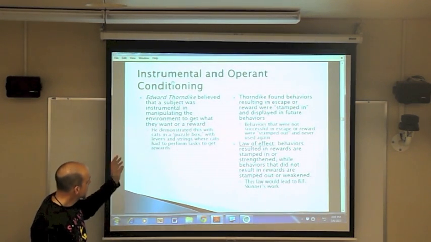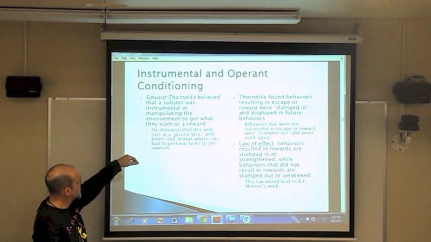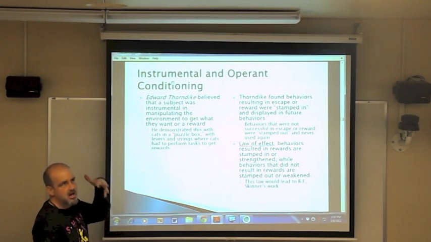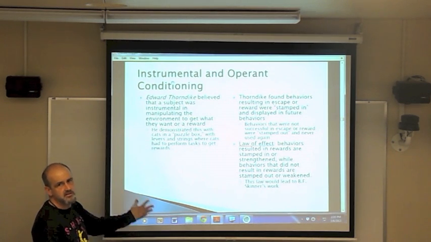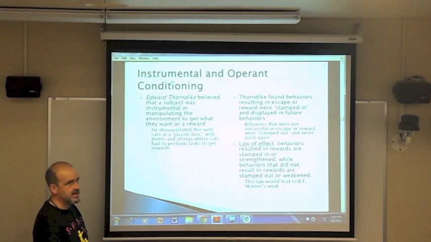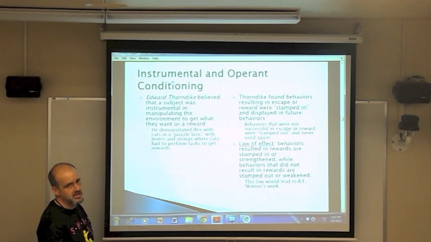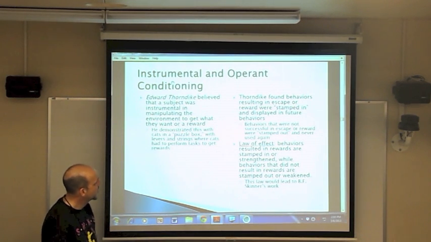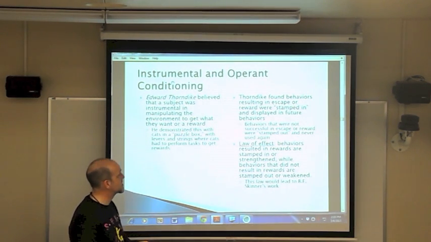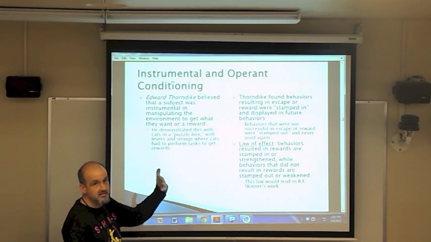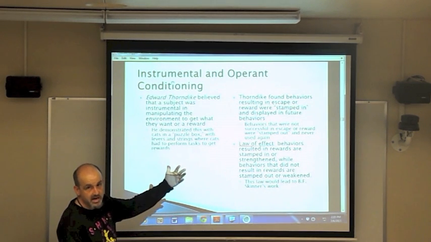Now, Thorndike believed that a subject was instrumental in manipulating the environment. The subject then made a choice about whether or not his actions were going to be influenced by the consequences. You know, just to throw this out there, not everybody jumps through a hoop to get extra credit. They make a conscious choice whether or not they want to do the project. It's not automatic. You don't get extra credit and automatically start doing work. Now, Thorndike found behaviors resulting in escape or reward, that made you feel good, were stamped in. In other words, you were going to do it again. So you raised your hand, got extra credit, it made you feel good, you were going to raise your hand again.